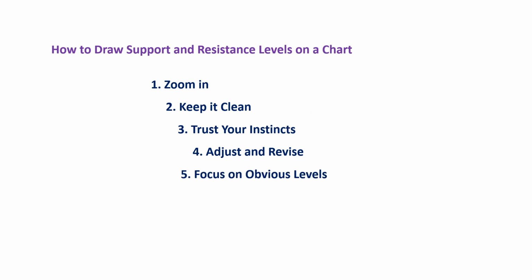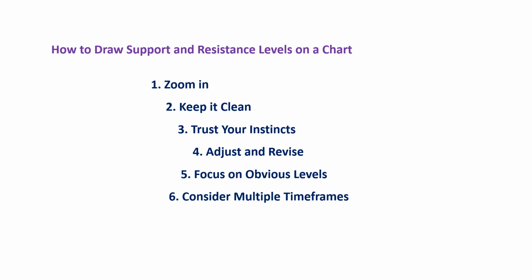Number five, draw lines at price levels where significant buying or selling pressure has been observed in the past. Look for areas where the price has repeatedly bounced off or struggled to break through.